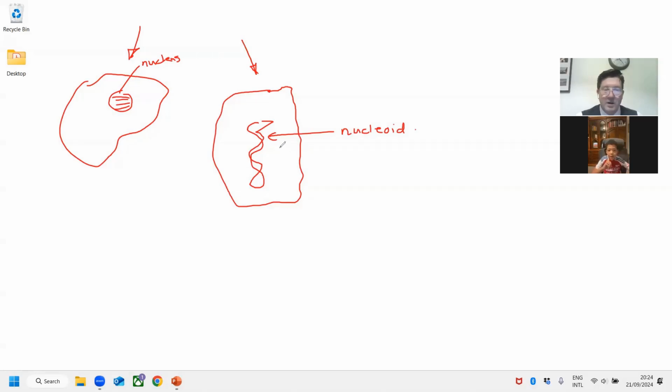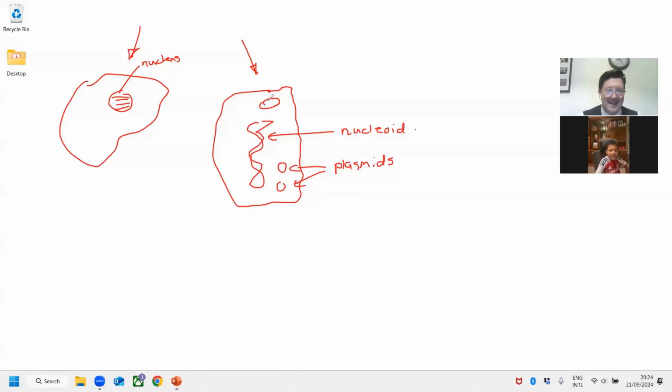Now, the prokaryote hasn't got a nucleus, has it? What's it got instead? Nucleoid. Can you say that? Nucleoid. Very good. It's also got little rings of DNA called plasmids. What are they called? Plasmids. They sound like plasma, don't they? Plasma. That's very posh.